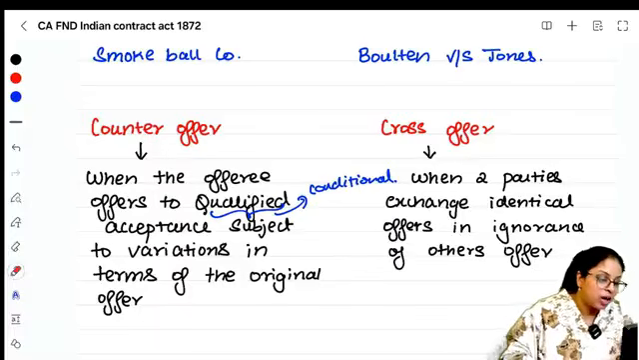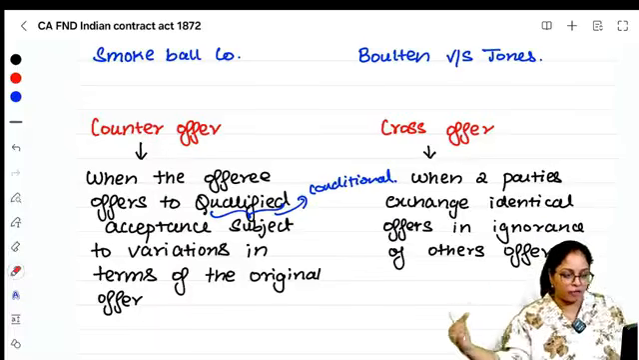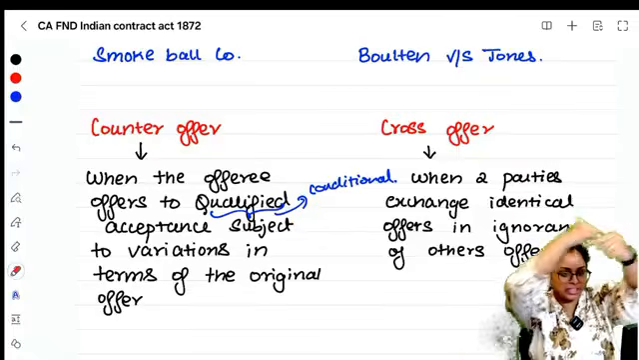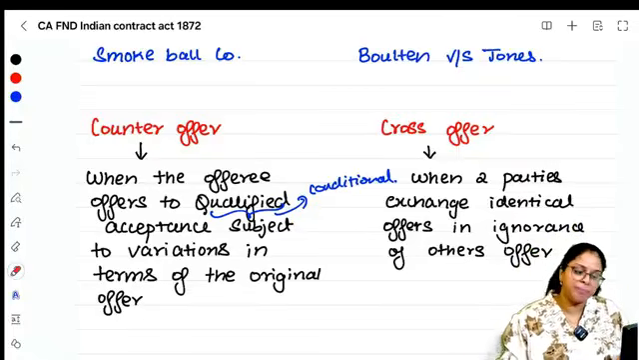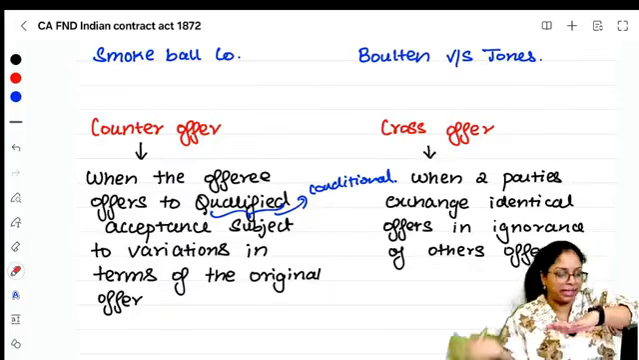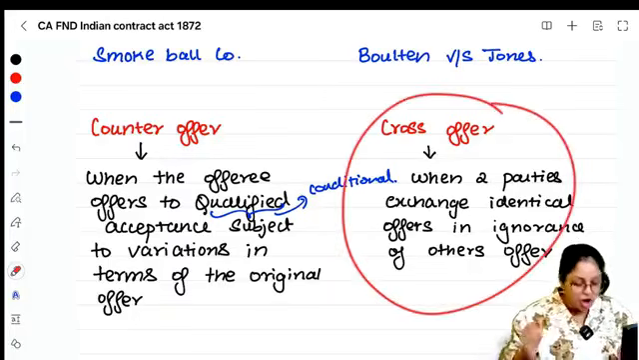Next is cross offer. What do you mean by a cross offer? Cross offer means when two people are exchanging identical offers, two connections are going, but both are going without knowing each other. Both are making the same offer, but they don't know about each other's offer. That is known as a cross offer.